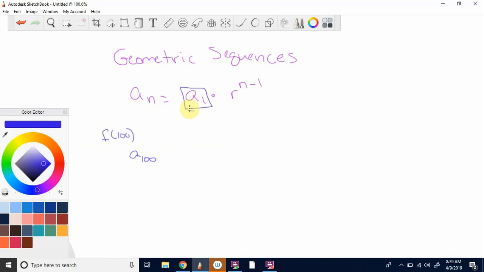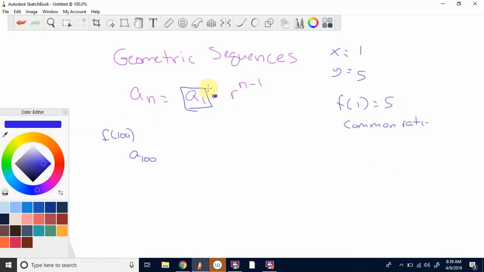A sub 1 is the value of the first term. So if the first term is 5, a sub 1, this is our x, this is our y, it's like saying f of 1 equals 5. And then r is going to be our common ratio. That's the value that we multiply every term by to get the next term. And n tells you what term we're talking about, n minus 1.